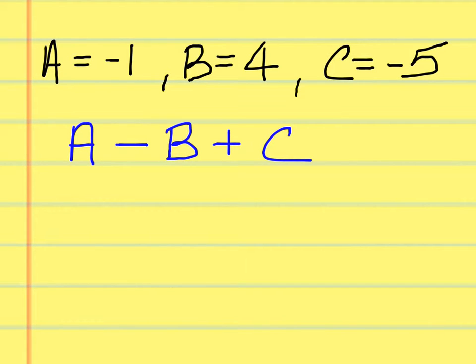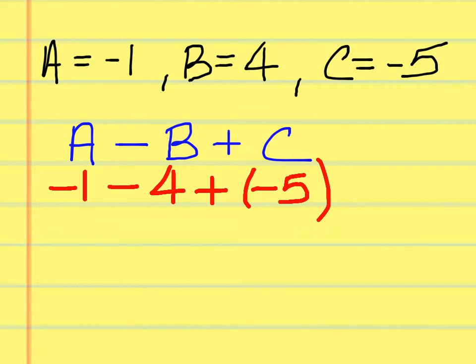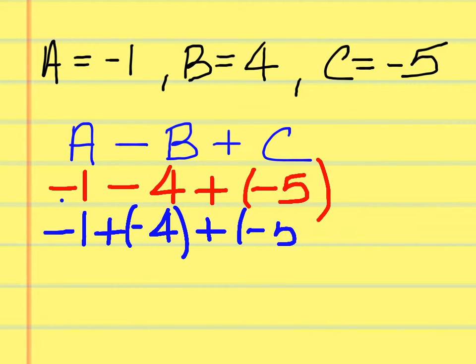A is -1, and then minus B, which is 4, and then plus C, that's a -5. You just do these in order from left to right. -1 minus 4. That's the same thing as -1 plus a -4. And then we have plus a -5.